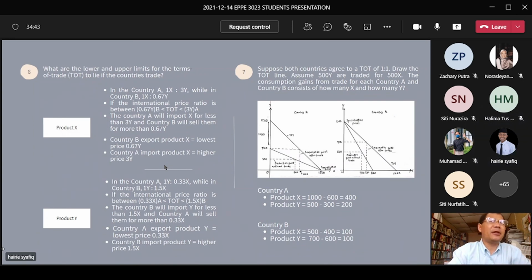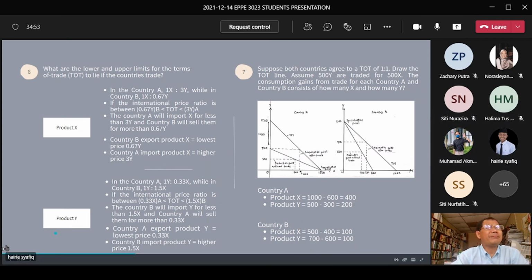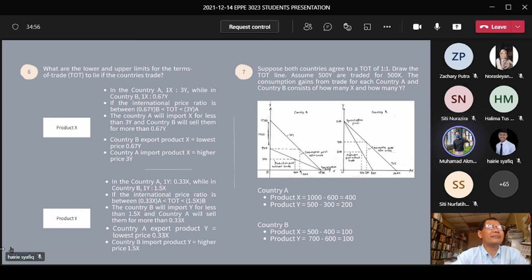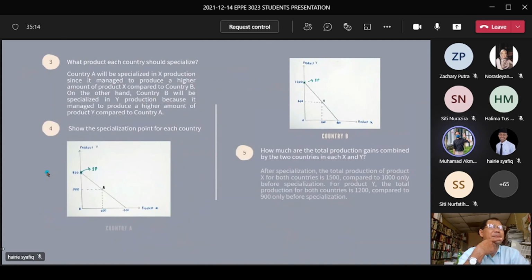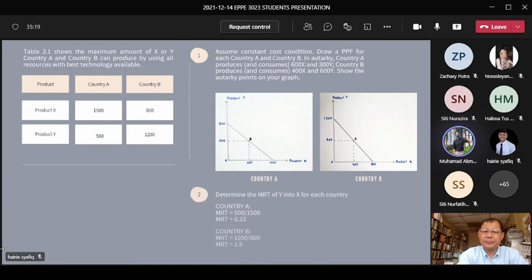So what was the conclusion for first part of A? So how much was the production gain? The production gain for product X is 1,500. For product Y, it is 1,200. Okay. Did you get the MRT is 1/3, and the other one is MRT is 1.5? Yeah. And Canada specializes in aluminum. Is that what you got?